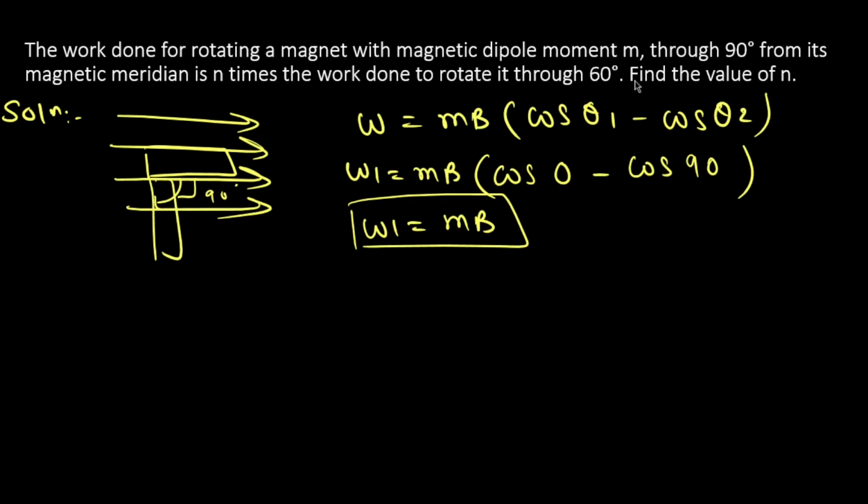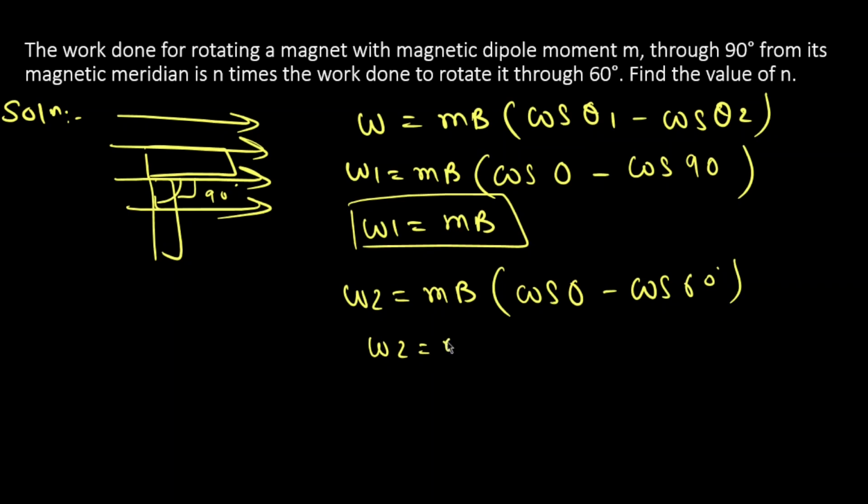In the next case, we need to calculate the work done to rotate it through 60 degrees. So W2 will be mB (cos 0 minus cos 60), which is equal to mB (1 minus cos 60), and cos 60 is half, which comes out to be 1 by 2 mB.